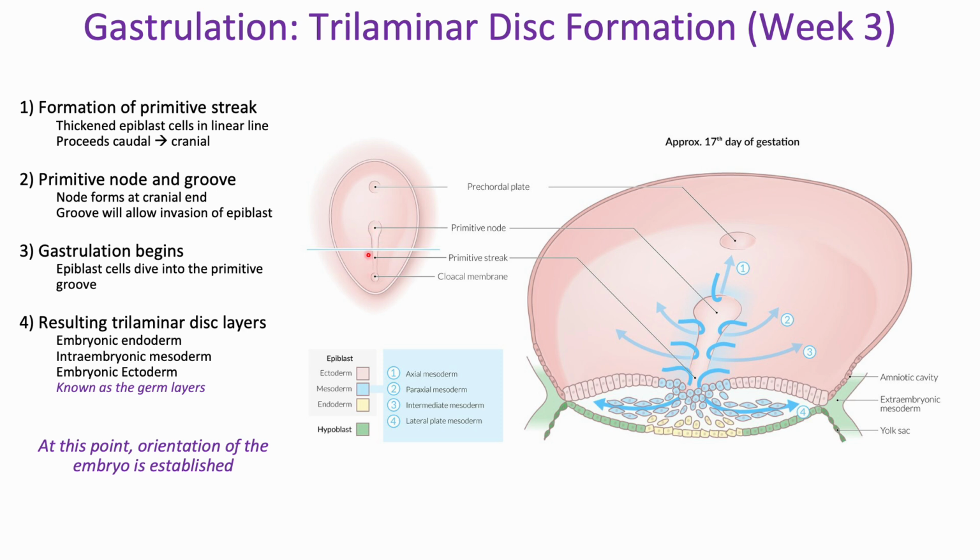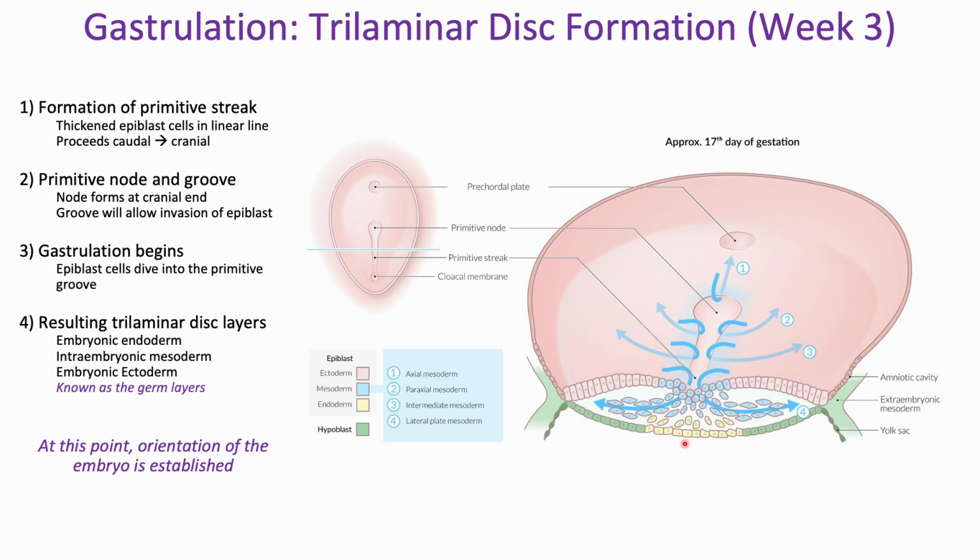Now, around that streak, we're going to start to develop a groove. This groove is pretty much an invagination of tissue that's diving towards the hypoblast layer, which is directly beneath. This is what we're talking about when we talk about gastrulation. The epiblastic cells are going to start invading down underneath the epiblast, and some of those cells are going to replace that hypoblastic layer.